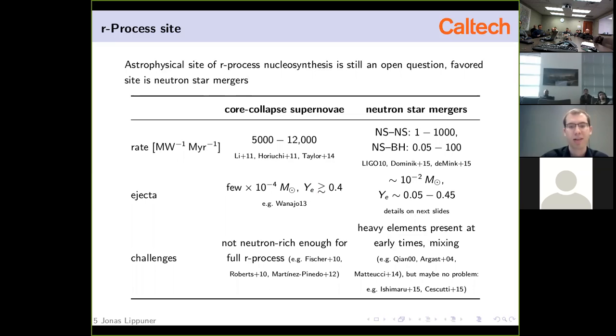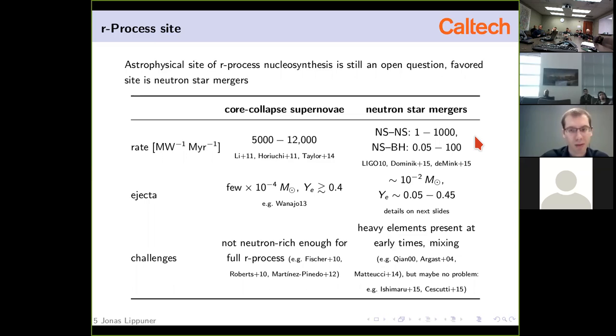As other people have shown, this turns out to be not neutron rich enough to make the full r-process. So the scenario where core collapse supernovae are the dominant source of r-process elements, especially the very heavy ones in the second and third peak, is disfavored at the moment. The other possible site is neutron star mergers. There we have two possibilities: two neutron stars that merge, or a neutron star and a black hole. The rates there are a lot more uncertain, and they are also more rare.